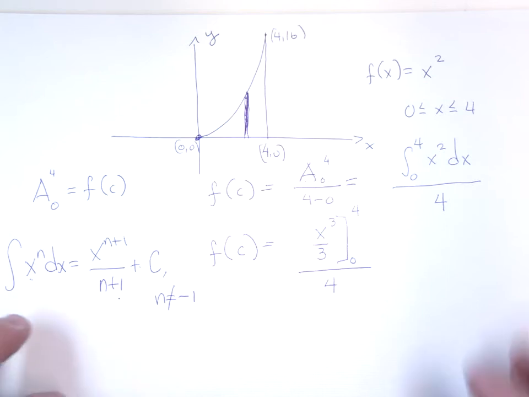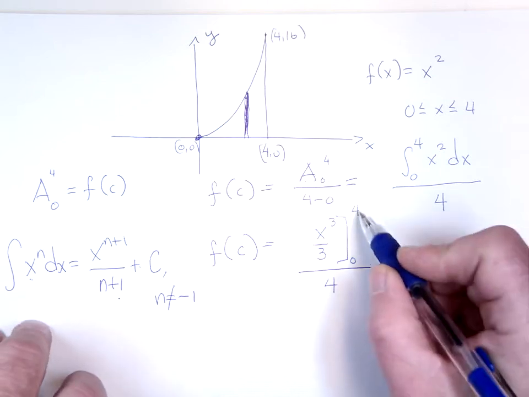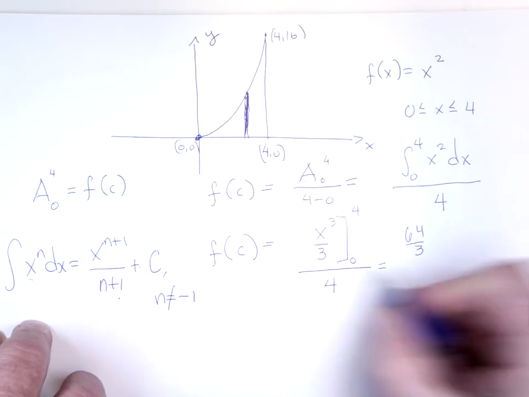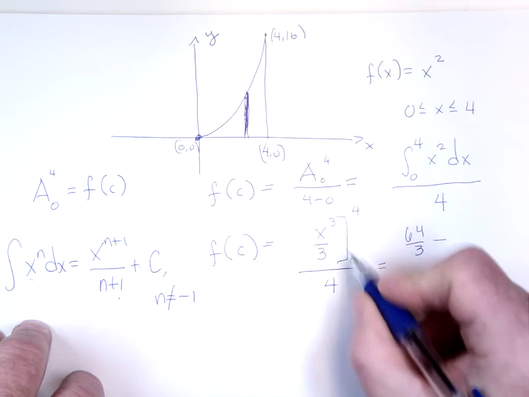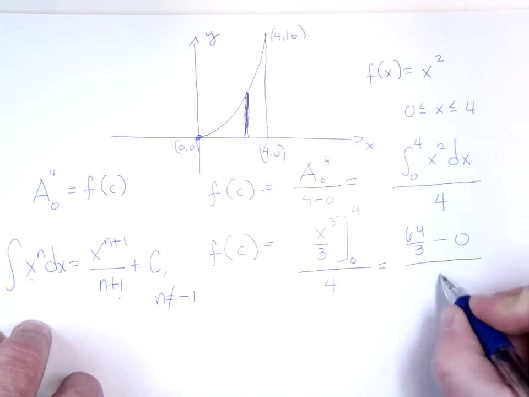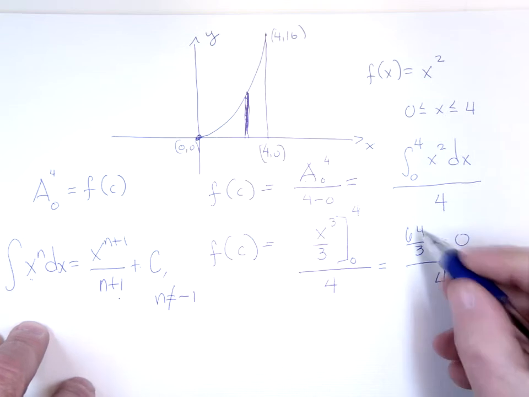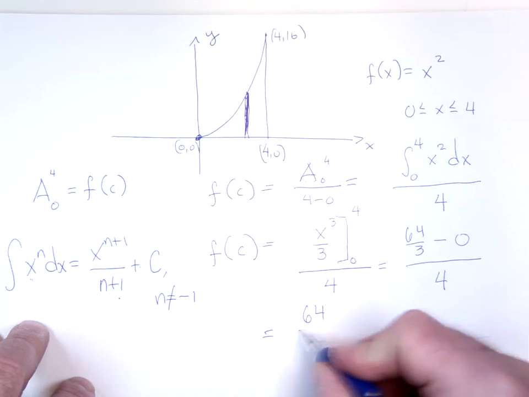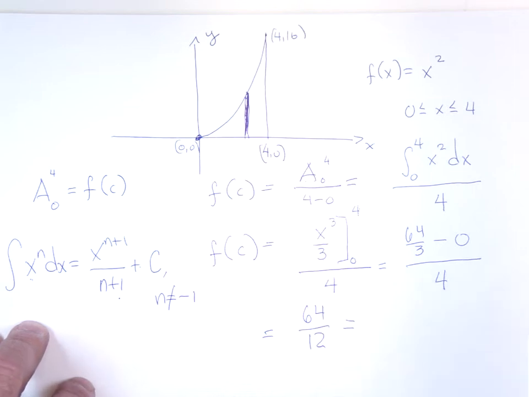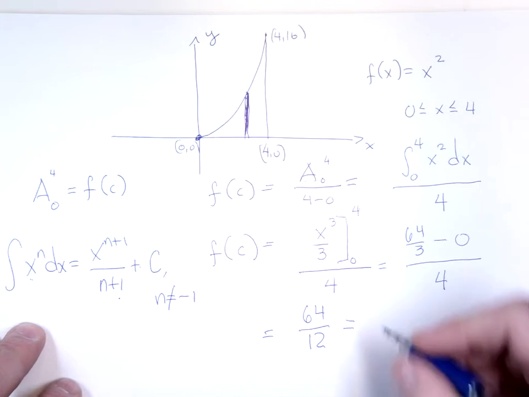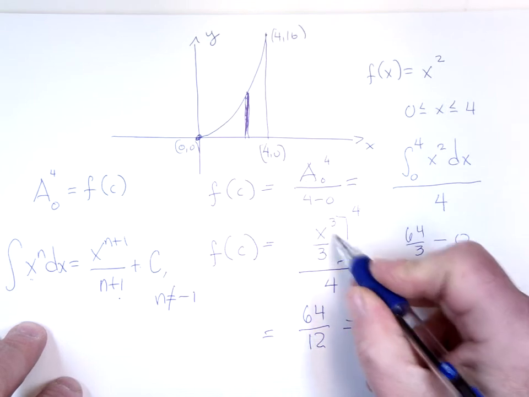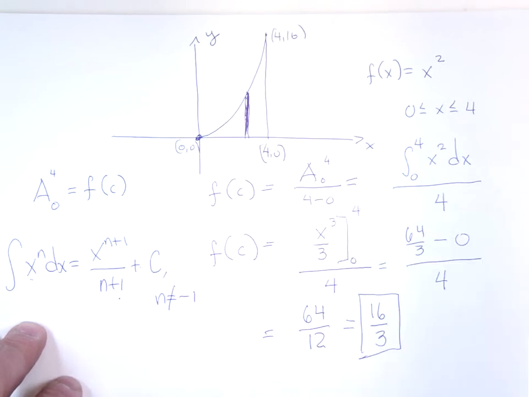Okay, let's substitute in. 64 thirds. Minus, substitute in the 4, substitute in the 0. This gives you 64 thirds divided by 4. That gives you 64 twelfths, which we can simplify by dividing by 4. We get 16 thirds. How did you get the 0? Substitute in 0. Oh, you substitute in 0. Yep. Okay. We get f of c is 16 thirds.